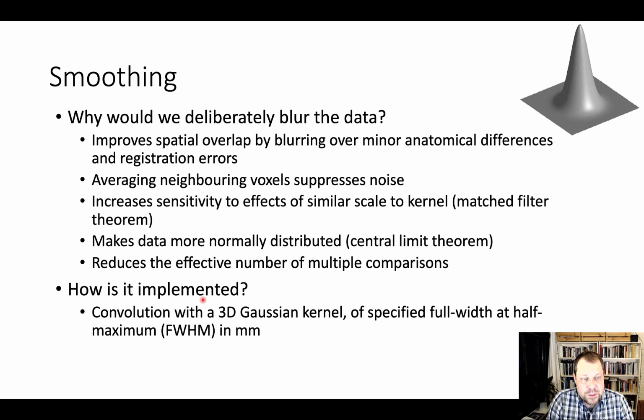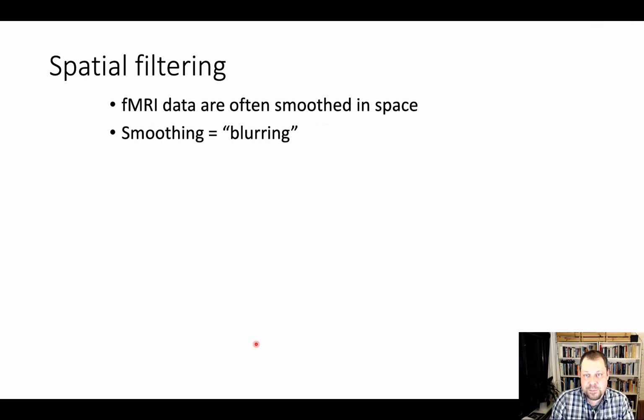Finally, how is this implemented? Convolution is done with a 3D Gaussian kernel. So it's a simple Gaussian filter that I'm also showing up here. And it's specified at full width at half maximum in millimeters. I'll show you this in a second.